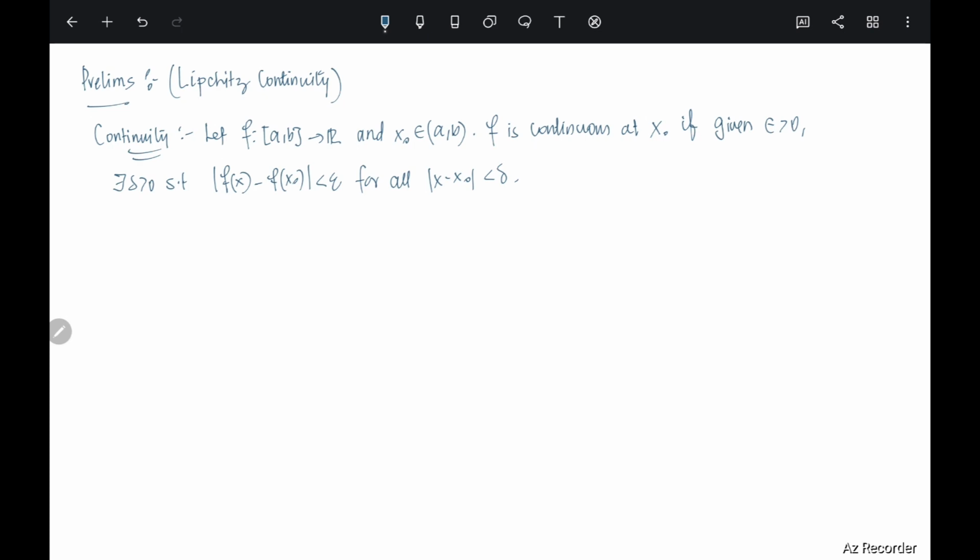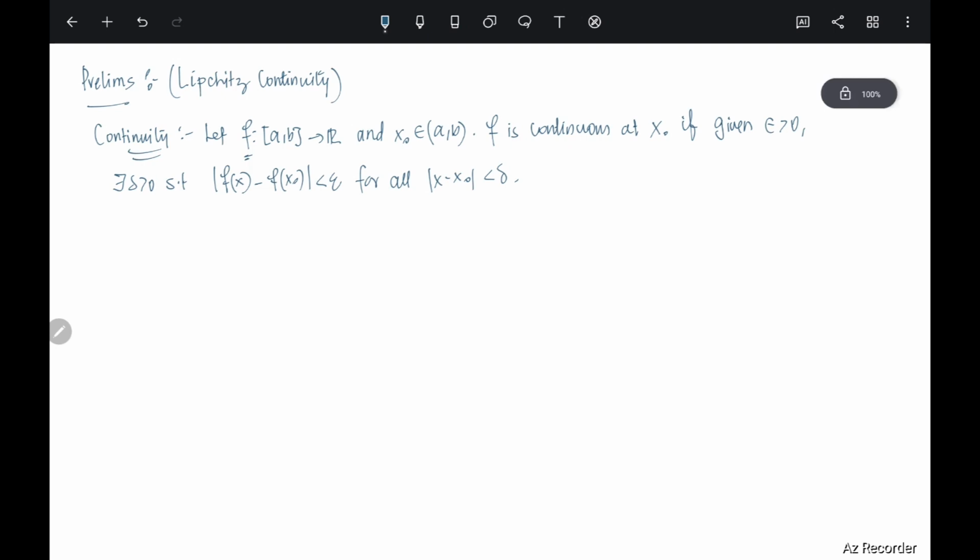Now in this lecture we are going to talk about something called Lipschitz continuity. Okay, now what is that? So essentially what we have is this. Let's say you have a function f from [a,b] to R, so it is defined on a closed interval [a,b] and the range is in R.